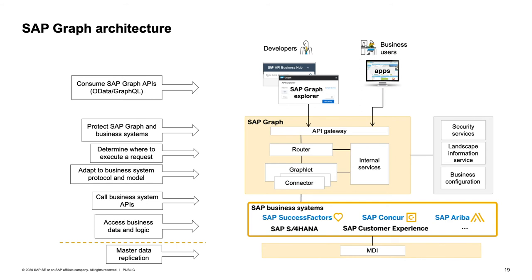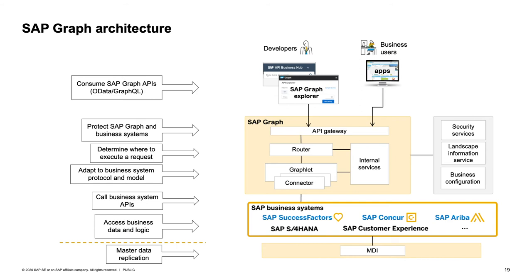And also one more thing to mention here is, as I mentioned in the key features section, that the principal is propagated. That is, the business user who logs into the app, the principal of that user is propagated down to the business system, so that the business system decides if this user has the right authorization to access the data or not. So we don't push this authorization model into the SAP Graph landscape.